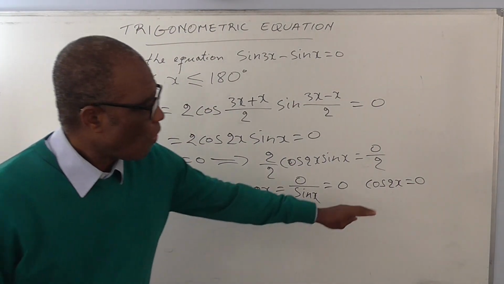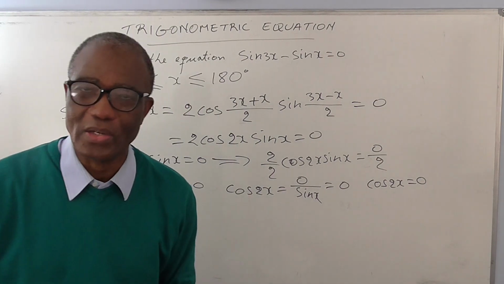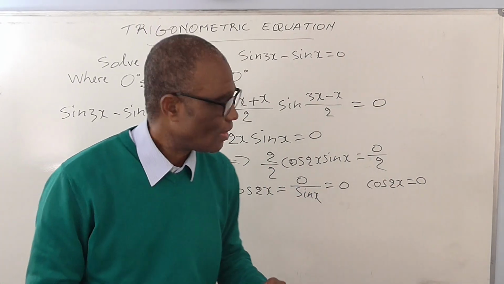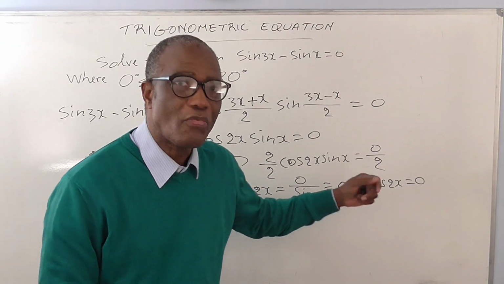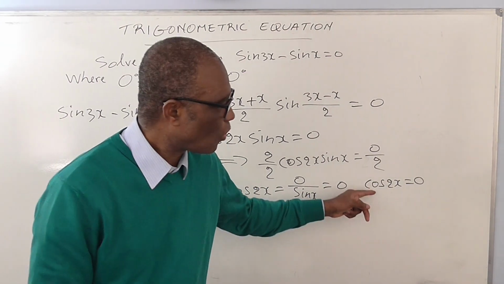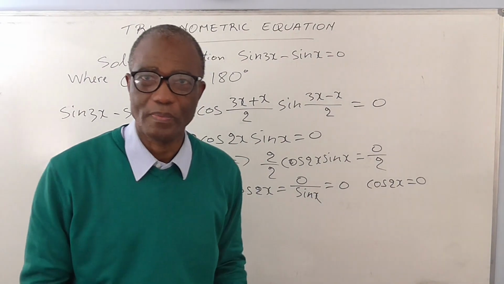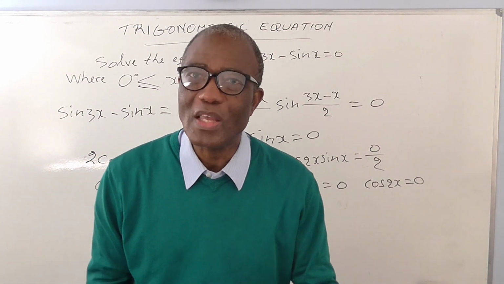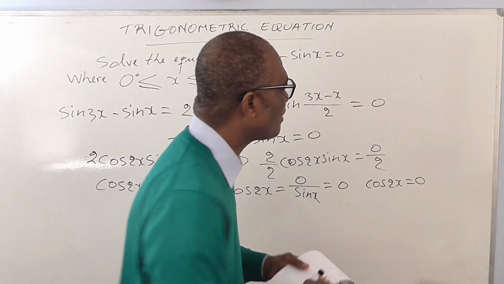Now, we need to get the angle here. The angle so that if we use that angle with cos, we get 0. Which angle using cos will give us 0?